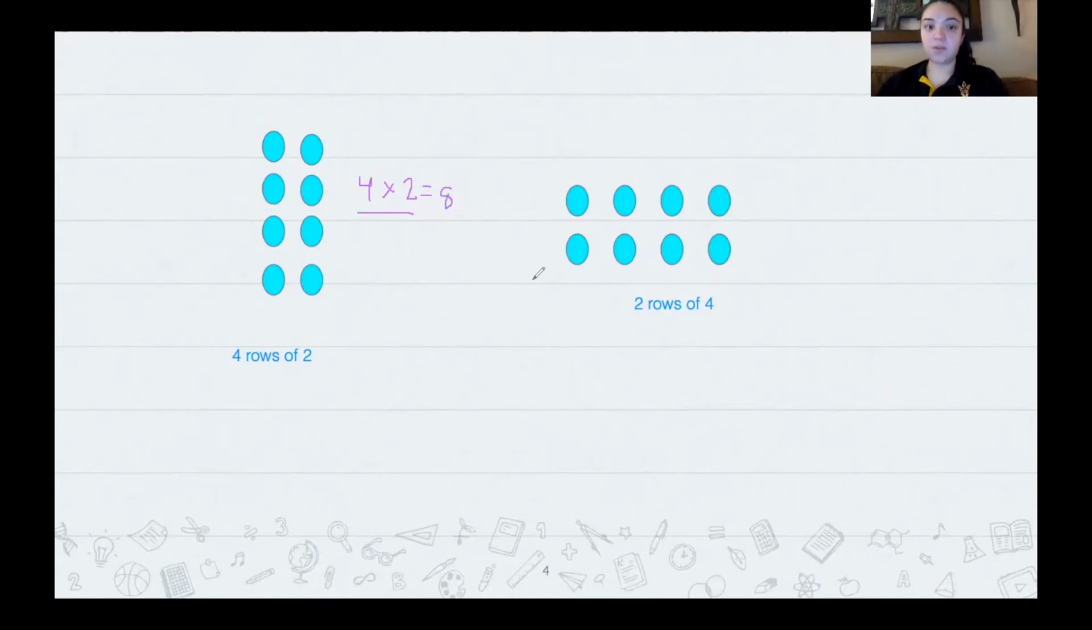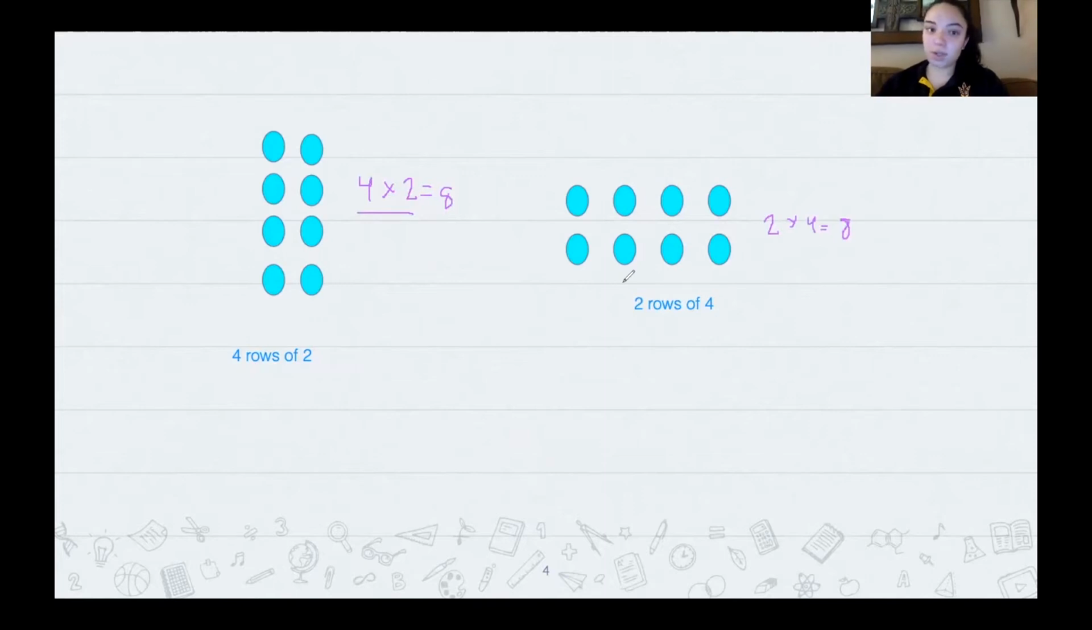Now, let's look at this. Let's solve this one as well. So again, we're going to start with how many rows that we have. So I have 2 rows here. And how many circles are in each row? There are 4. So I want to skip count again. I'm going to skip count by 4s this time. So I have 4 and 8. The answer is 8 as well.